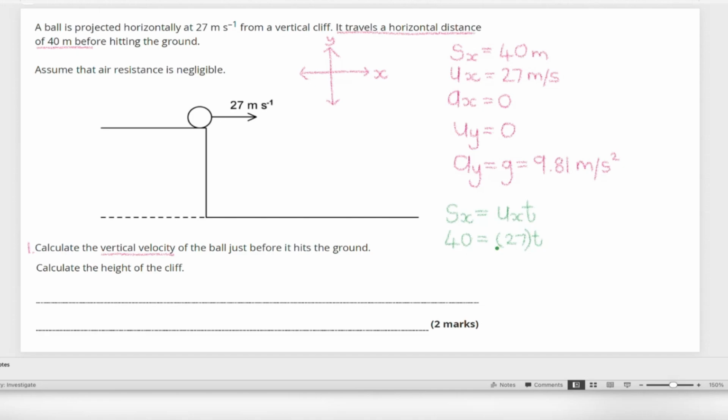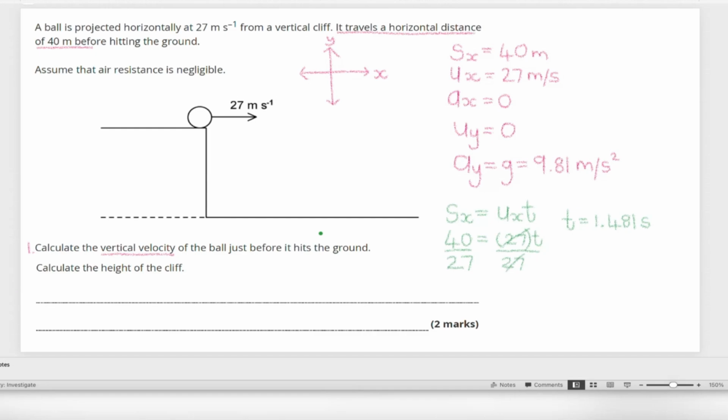So what I'm going to do is divide by 27 so that I can get t alone. The 27 above the line and below the line will cancel out. Whatever I do on the one side, I have to do on the other side as well. And if I divide 40 by 27, it gives me a value of 1.481 seconds. So the value of t is equal to 1.481 seconds. Now that we have the time, we can calculate the vertical velocity. So the ball is in the air for about 1.48 seconds.